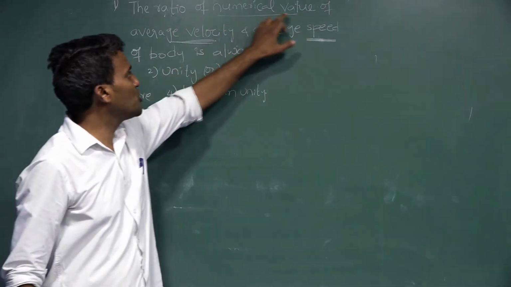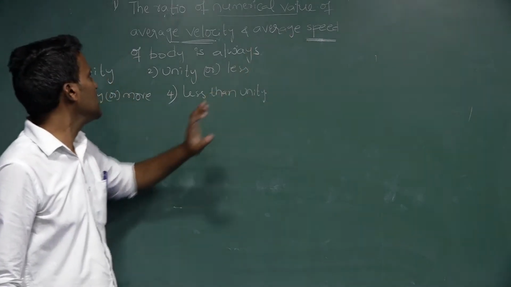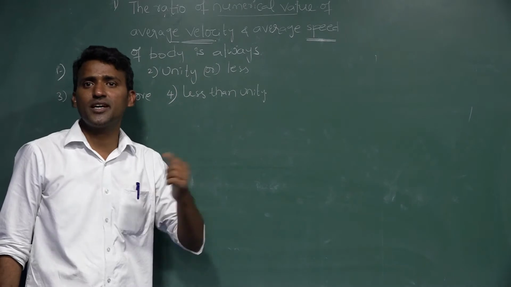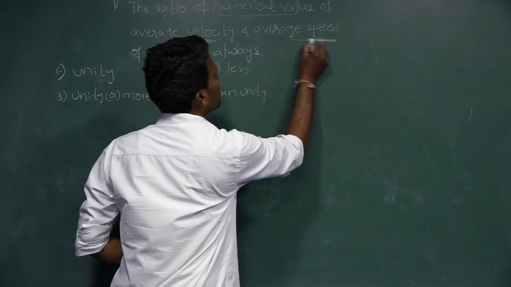The ratio of numerical value of average velocity and average speed of a body is always in these four options, which is the correct one? First, they are asking about average velocity and average speed.